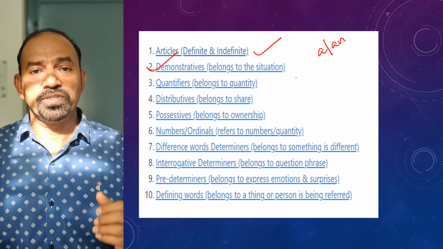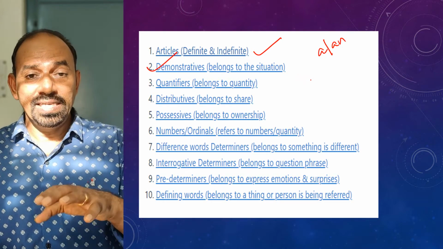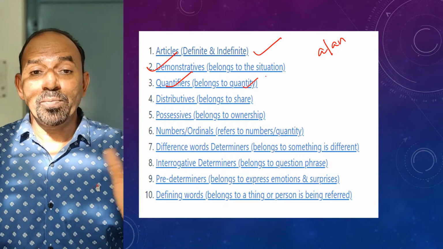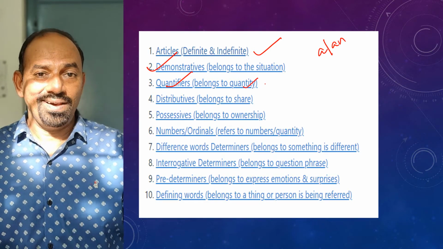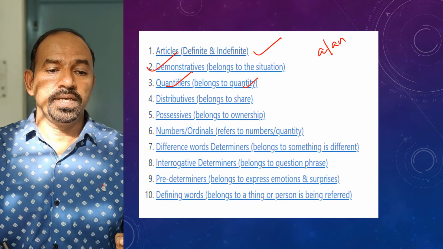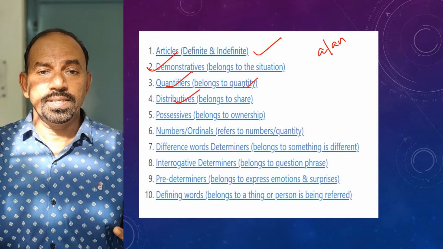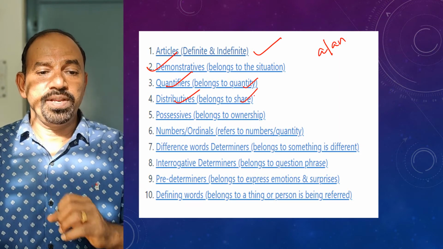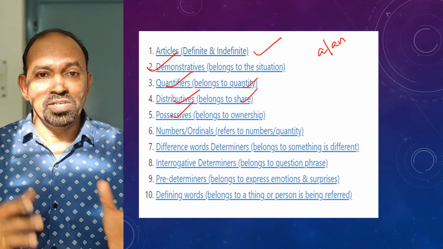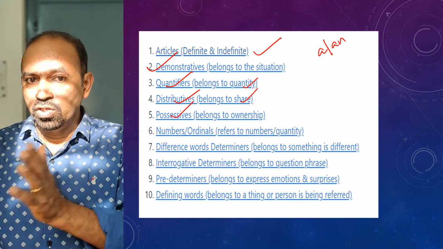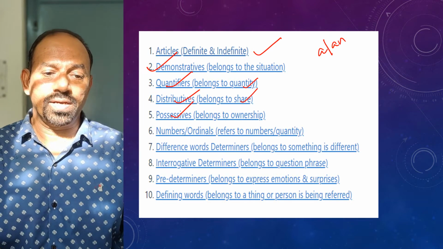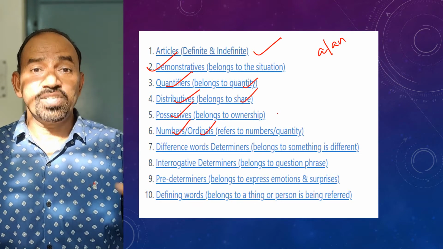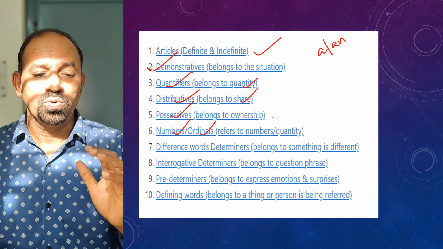Then demonstratives like this, that, these, those, etc. Then quantifiers to represent the quantity of the noun: large, many, some, etc. Then distributives that deal with sharing the noun: each and every, like that. Then possessives like my, yours, his, hers, theirs, its, etc. Then numbers, ordinals and cardinal numbers like first, second, and 1, 2, etc.